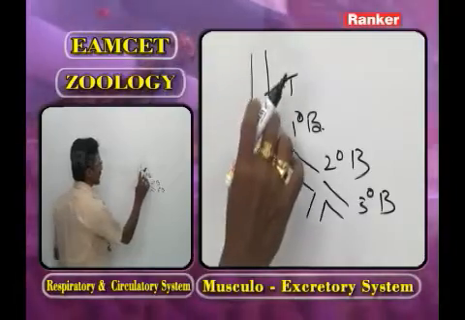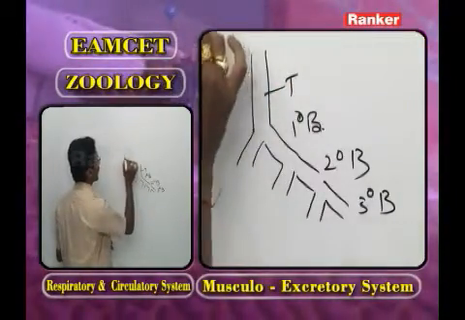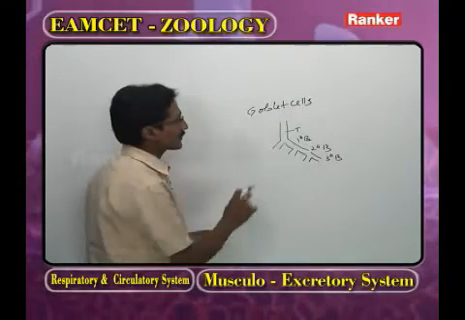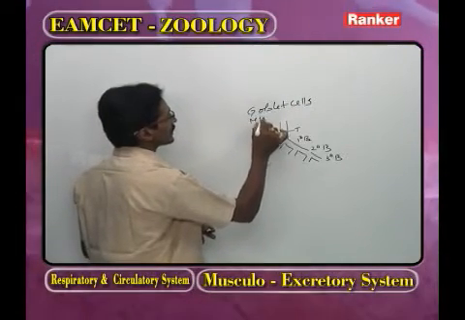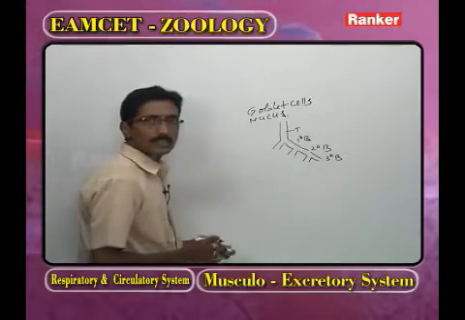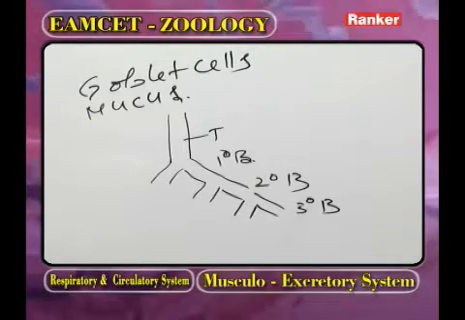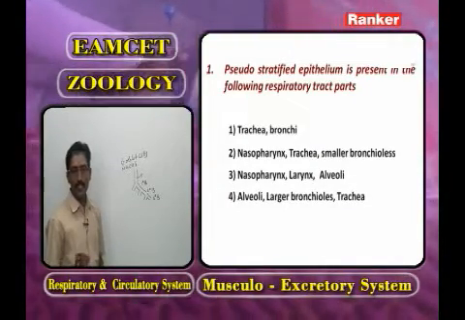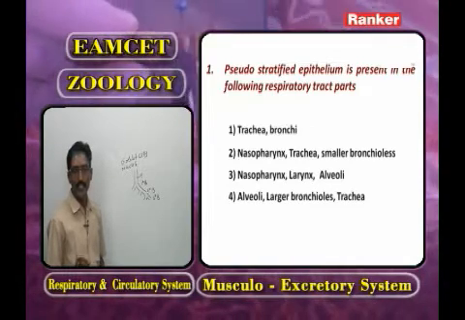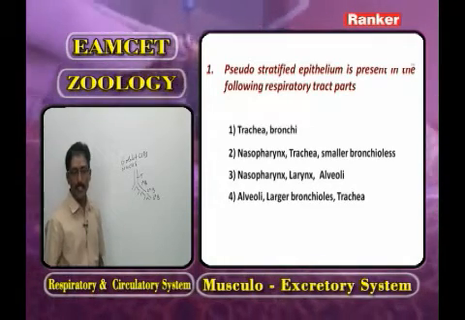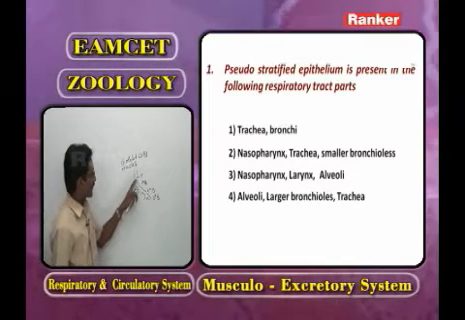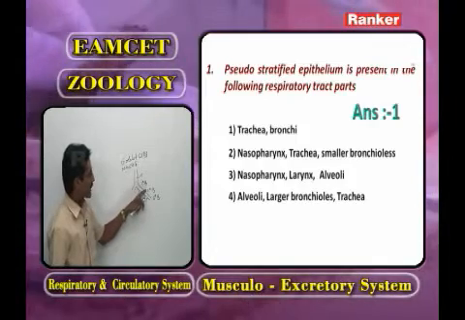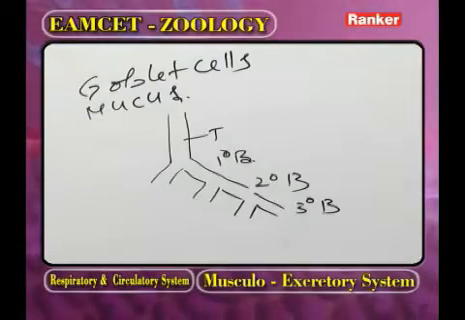Here, associated with ciliated pseudostratified epithelium, what type of cells are also present? The goblet cells. What is the function of goblet cells? They secrete the mucus. Now you observe the question and options. Pseudostratified ciliated epithelium is present in the following respiratory tract parts. The nearest option is trachea and bronchi. This is trachea and these are the branches of bronchi: primary, secondary, tertiary. Now we go for the next question.